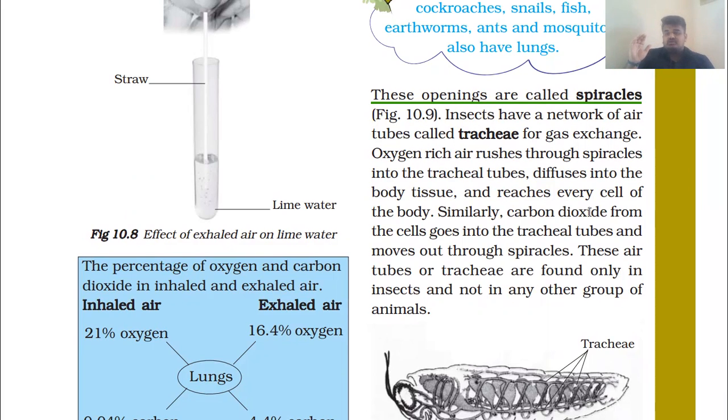First of all, this air which is rich in oxygen. They are also taking oxygen only, like us, through their spiracles, which are the openings at the side of the body. This air goes into the tracheal tubes, diffuses into the body tissue, and reaches every cell of the body. Similarly, carbon dioxide from the cells goes into the tracheal tubes and moves out through the spiracles.